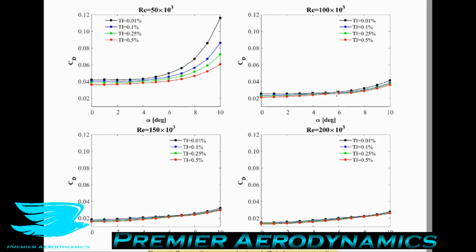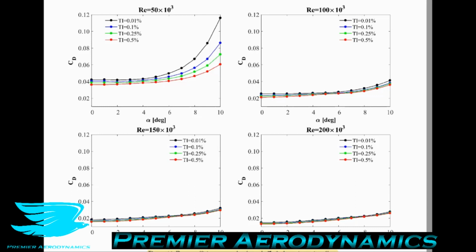So there's a little bit of a reduction, but it's not nearly as much as when we have a lower Reynolds number. But there's a pretty good reason for that, and that is that the turbulence intensity levels considered here in the study are quite low still. So the maximum level is only 0.5%, which is almost nothing.